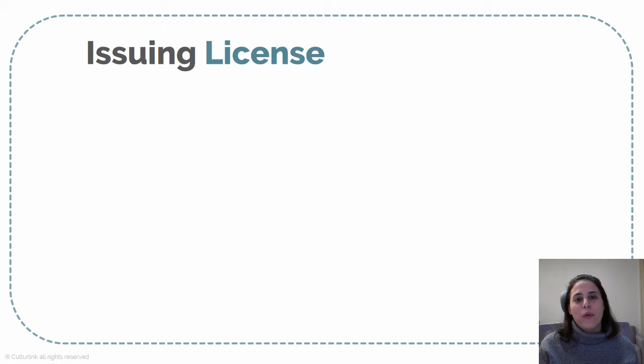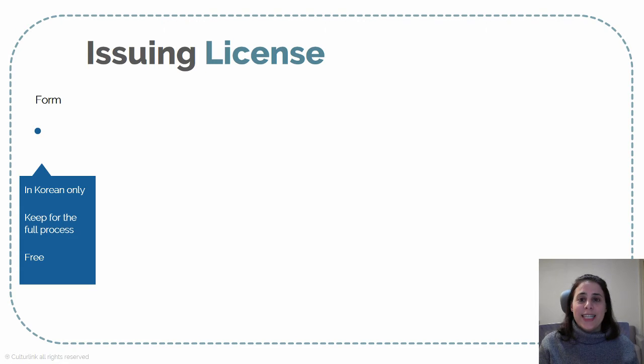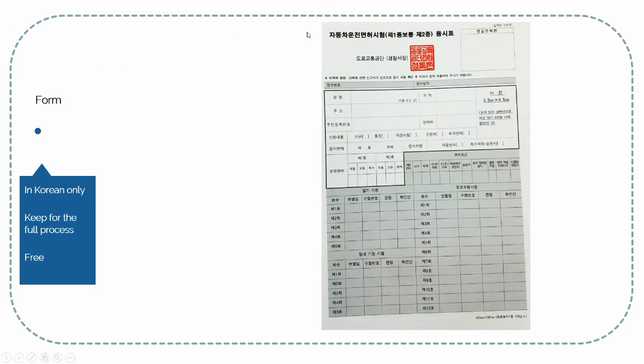So for the first step, we will need to get our form to issue the license. This is how the form looks. Here you will write your name and signature. Here you will write your country of citizenship and your address. This is the place to put your picture. Below you will write your alien registration number and your phone number.